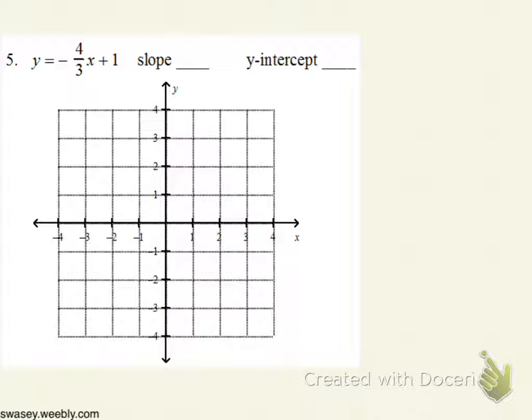Number 5, slope is -4/3. Y-intercept's 1, so put a point at 1 on the y-axis, go down 4, to the right 3. If we had enough room, we could go up 4, to the left 3 as well.